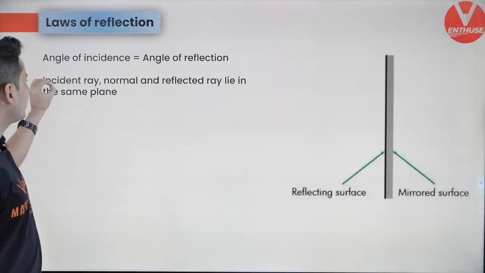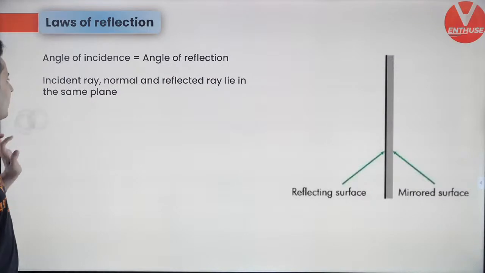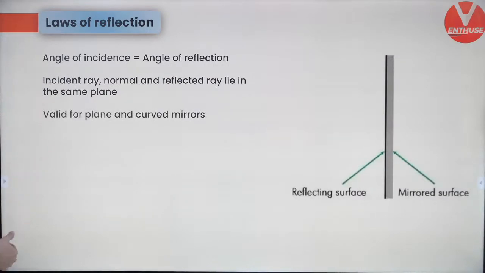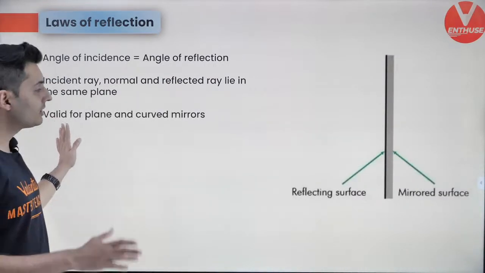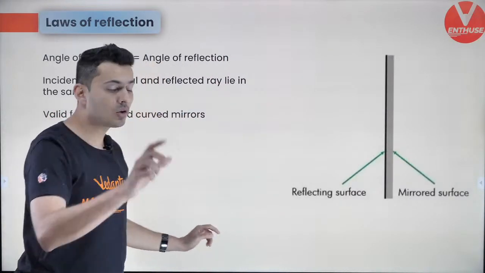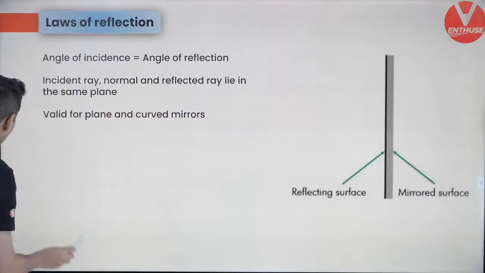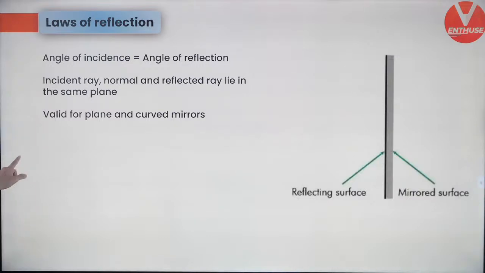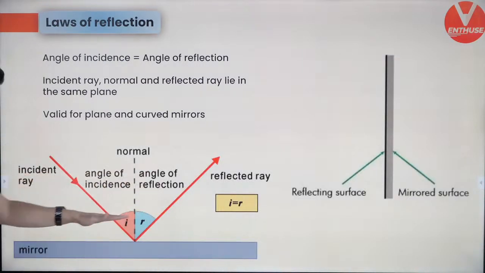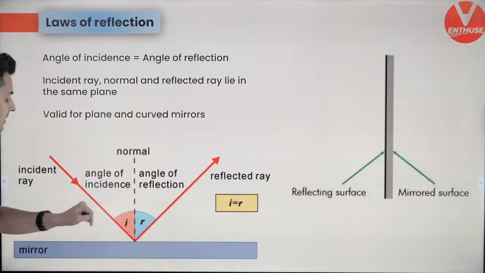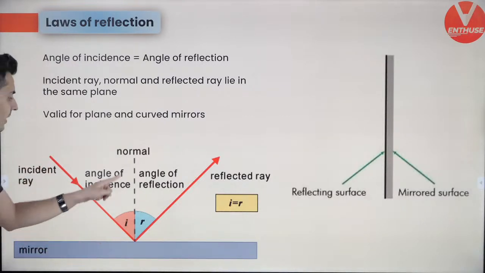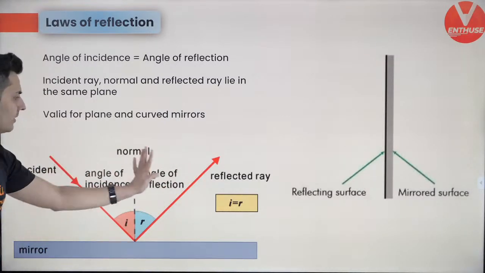And also the incident ray, normal and the reflected ray lie in the same plane. So that is very important. And like I said, it is not just for a plane mirror but also for a curved mirror. What do I mean by that? See guys, this law is generally shown for a plane mirror. Incidence is equal to reflection, and this ray and this ray are all in the same plane.